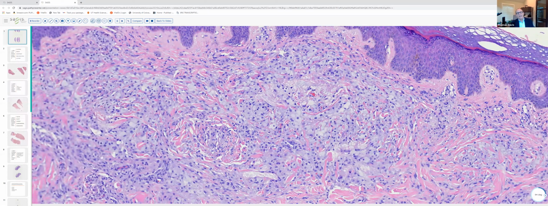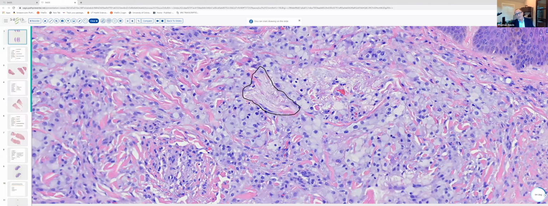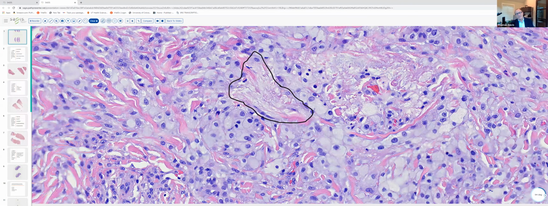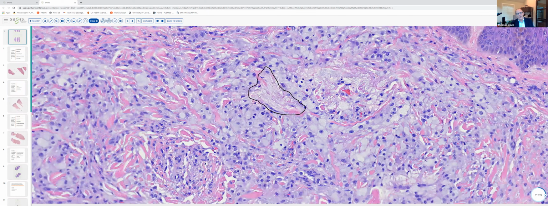And really what should catch your eye is the presence of some of this clear, feathery, pale to slightly basophilic material present extracellularly. And this is extracellular lipid. And the combination of these foam cells with extracellular lipid is diagnostic of an eruptive xanthoma. So we have an eruptive xanthoma here.